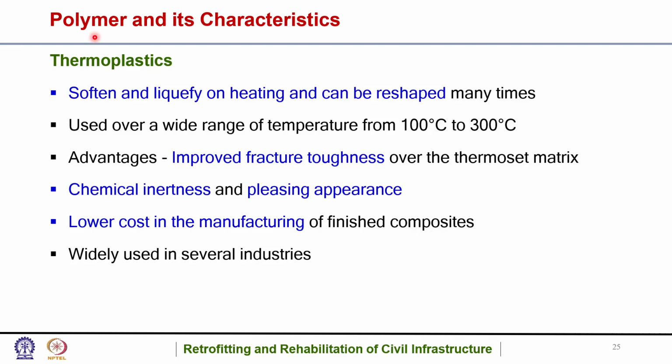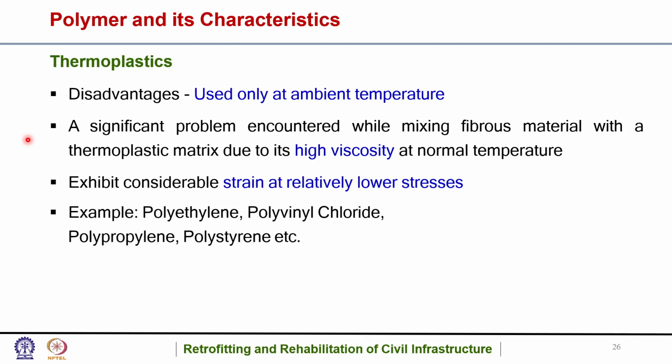So if we talk about thermoplastics, they basically soften and liquefy on heating and can be reshaped many times, and they are used over a wide range of temperature from 100 degrees centigrade to 300 degrees centigrade. The advantages are improved fracture toughness over the thermoset matrix, and they have chemical inertness and pleasing appearance, and they are lower in cost in the manufacturing of finished composites, and they are basically widely used in several industries. So that's why thermoplastics are very significant nowadays.